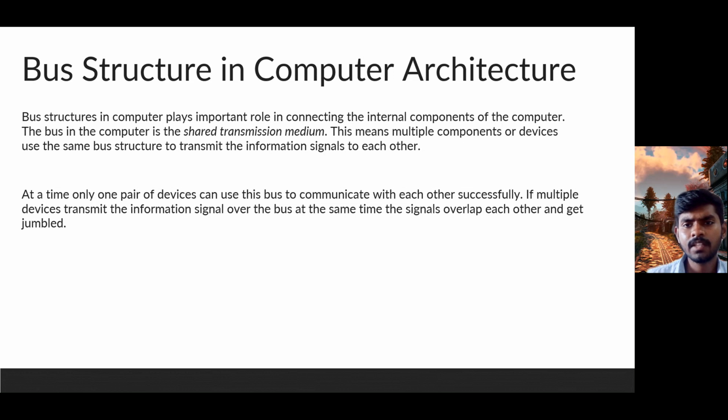devices, for example, a printer and an application, can transmit signals over this bus structure. And if we take another printer and another application and use both at a time, the signals will get jumbled, won't transmit clearly, and the work is halted.